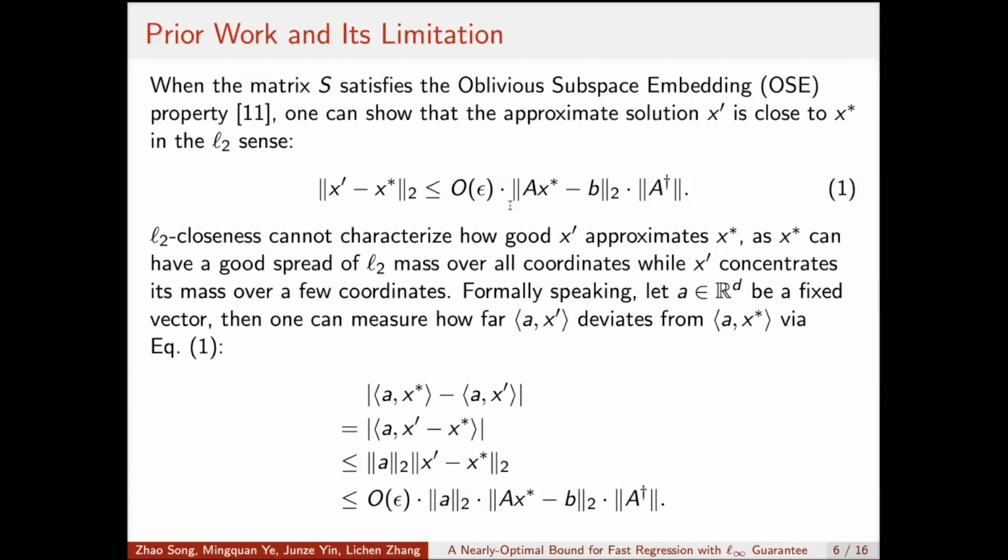However, L2 closeness does not characterize how well X prime approximates X star, because X star can have a good spread of its L2 mass over all coordinates, whereas X prime might concentrate its mass over a few coordinates. Formally speaking, if we let A be a vector, one can measure how far the inner product between A and X prime deviates from A and X star through the following equation.